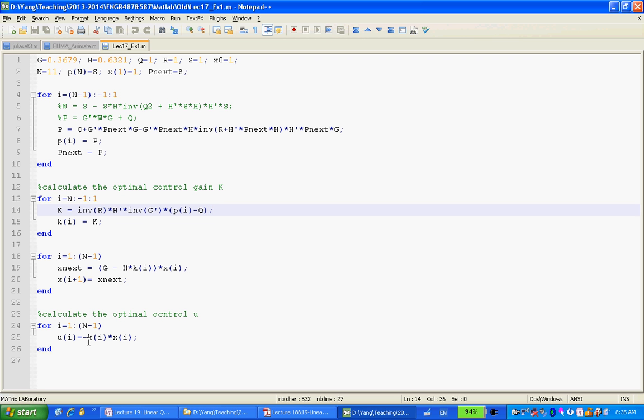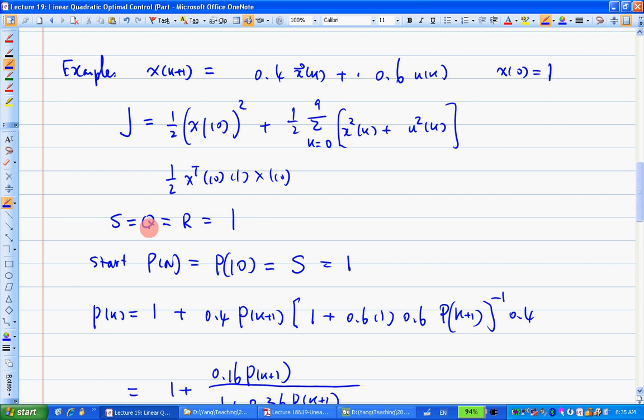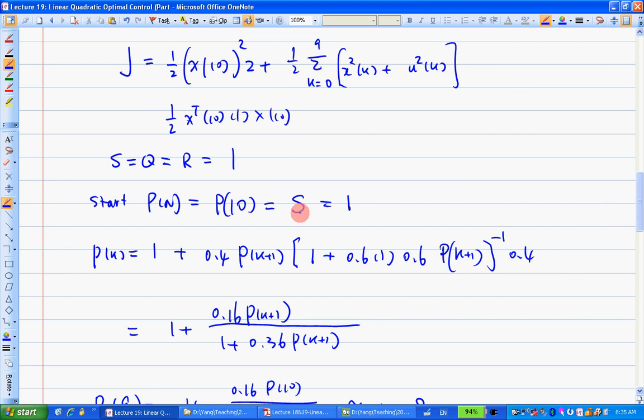Now the only catch is this: in this case, we assume the S equal to the Q. So if S is not equal to Q, let's say there is a 2 here, which means the S matrix equals 2, all you need to do is just change this S instead of Q here to equal 2.